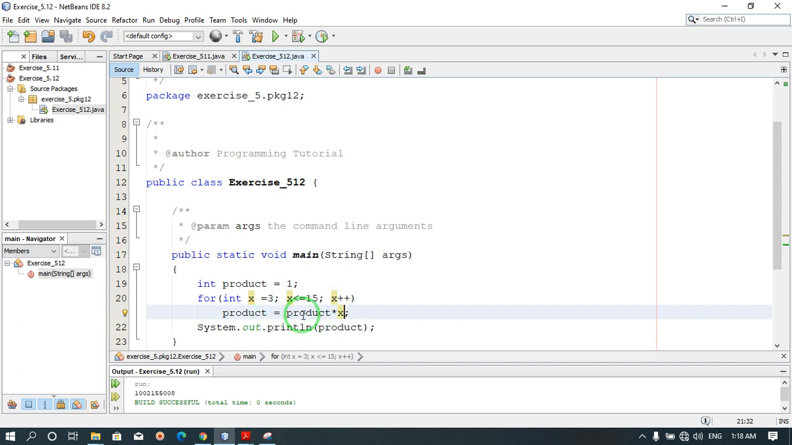Here 1 into 3 is 3, and 3 is saved here. Now next time 3 is here. I think we are multiplying from 1 to 15, not the odd numbers.